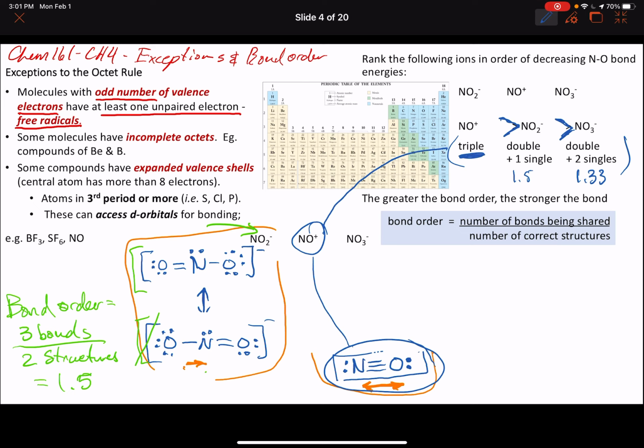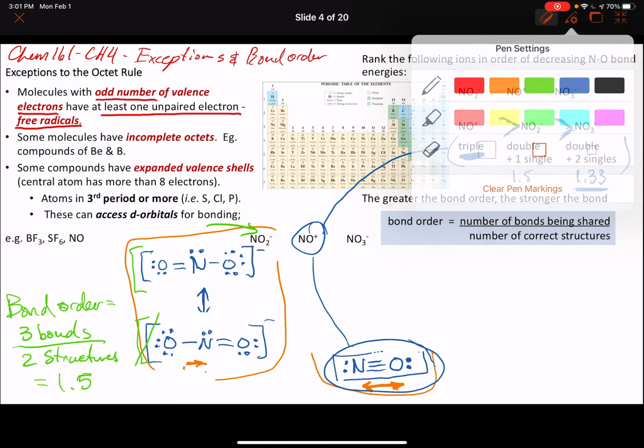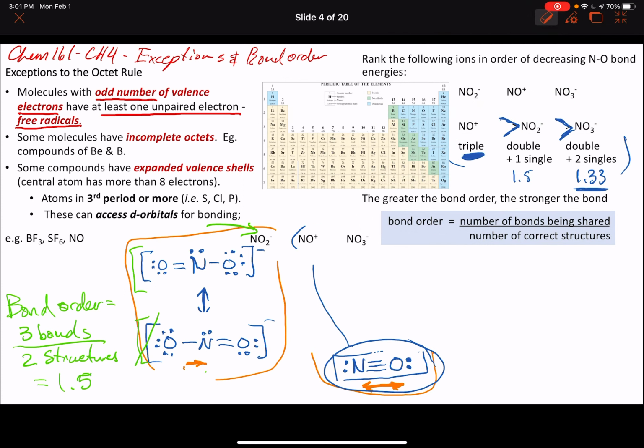The triple bond's strongest, so that value should be the largest. Next would be the 1.5 bond at the nitrite, and the weakest bond energy, reflecting the 1.33 value here, is going to be the nitrate option there. Okay, so just to help us see that in the form of actual data, let's now show some of that.